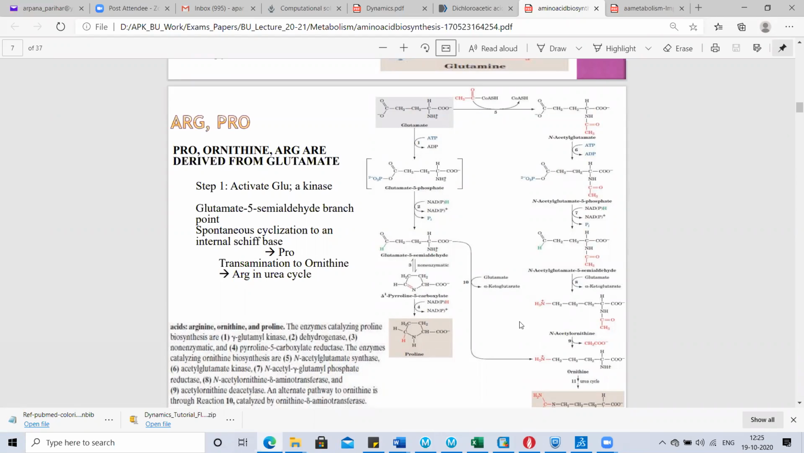So this is the basic pathway for proline synthesis. Glutamate can be converted into glutamate 5-phosphate, then into glutamate 5-semialdehyde, and this semialdehyde is converted into pyrroline 5-carboxylate, which is again converted into proline.